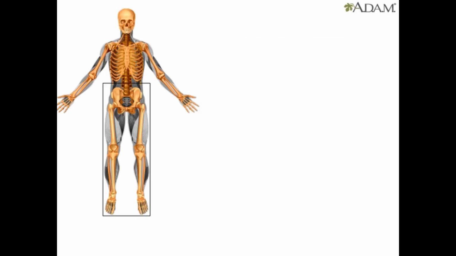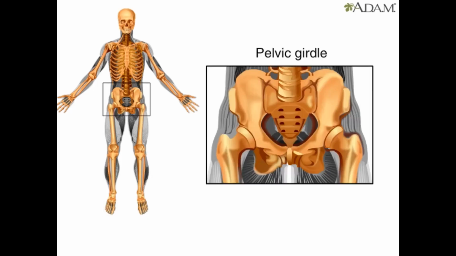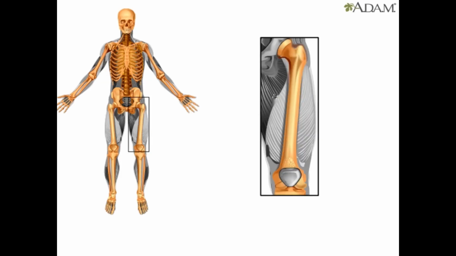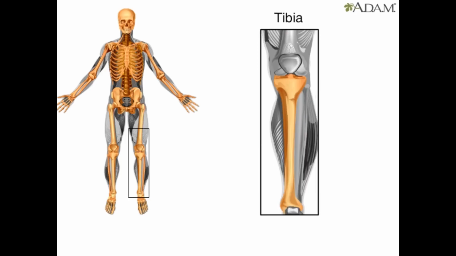To complete our tour, let's take a look at the pelvic girdle, knee, and foot. The pelvic girdle is formed by a pair of hip bones. Each hip bone is comprised of 3 fused bones, the ilium, ischium, and pubis. The pelvic girdle connects with the femur or thigh bone at the hip joint. The femur is the longest bone in the body and is important for bearing the body's weight while standing. At the knee, the femur articulates with the tibia or shin bone.